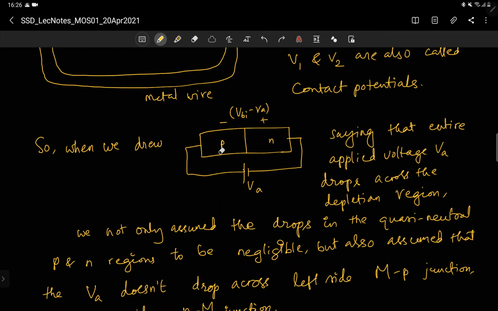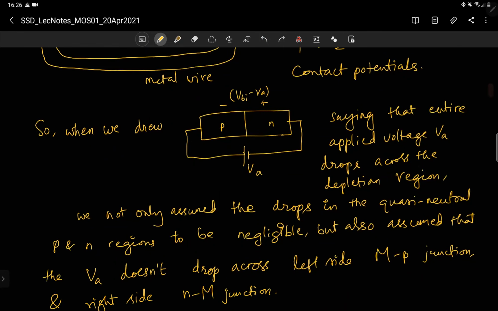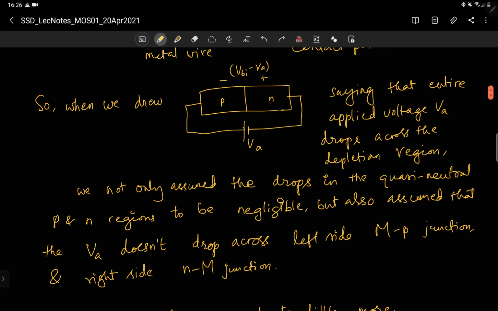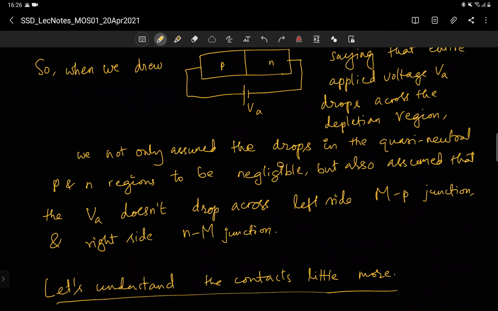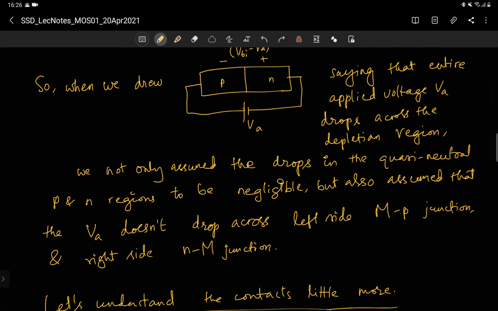So not only do the quasi-neutral P and N regions have almost negligible drop, but it is also assumed that the left side and right side metal-semiconductor contacts have negligible drop, that is, a negligible contribution from VA. Not that the potential drop is negligible.